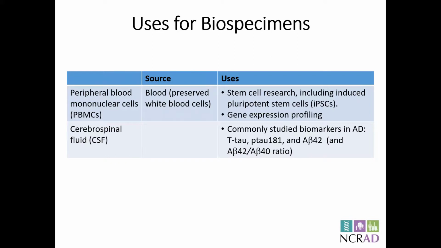And lastly, cerebrospinal fluid, CSF, obviously not obtained from blood, and is one of the most common sources for biomarker studies in AD, and people study tau, p-tau, A-beta 42, and of course the A-beta 42, A-beta 40 ratio.